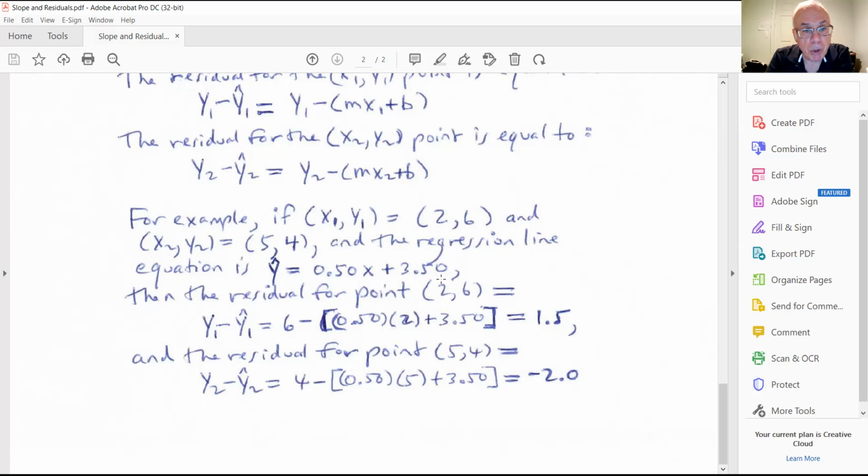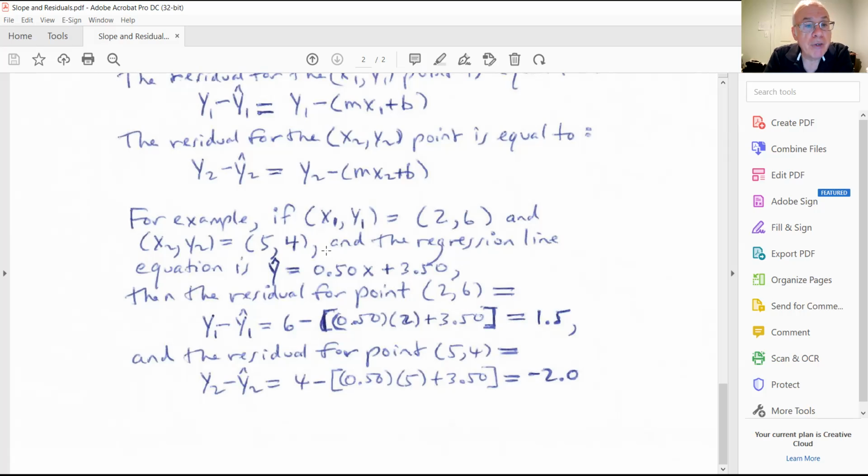So what would be the residual for this point? Well, we know that y1, the actual observed y, is 6. And what is y1 hat? Well, that's this equation in here. That's the slope times the x1, that's 2, plus the y-intercept. So if you multiply these two numbers, you get 1, and you add it to 3.5, you get 4.5. So what's inside the brackets here is 4.5, and you subtract that from 6, you get a positive 1.5. Here's your positive residual.